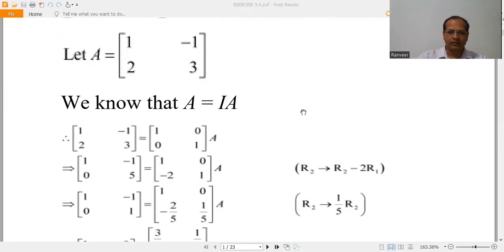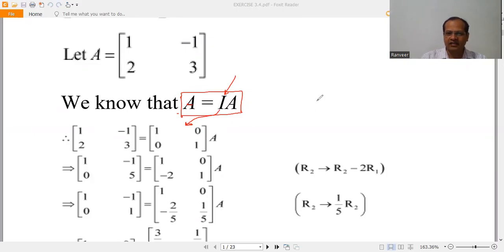In each and every question, we have to do the same first step. We have to write A equals I into A. That is the same A because we are just multiplying by 1, like the unity matrix. So A equals the matrix 1, minus 1, 2, 3, and in place of the identity matrix we have to write the 2 by 2 matrix 1, 0, 0, 1, and this is equal to A.